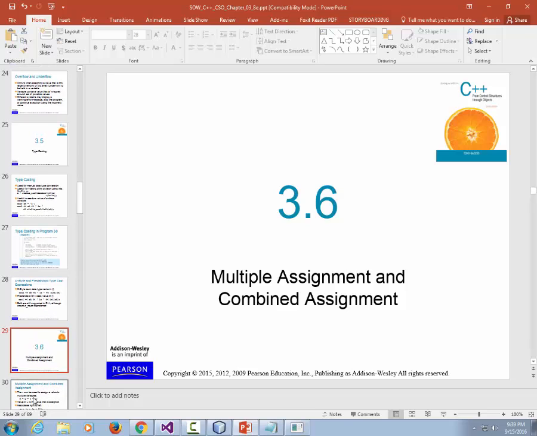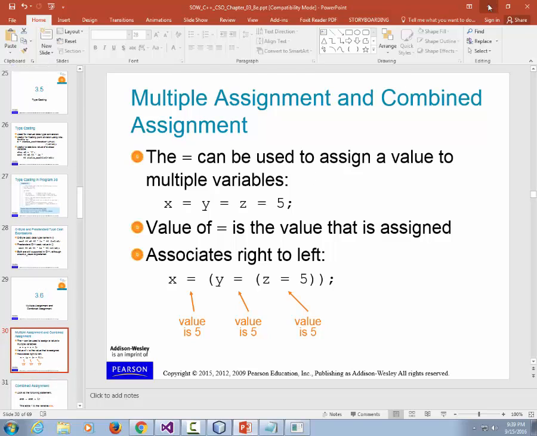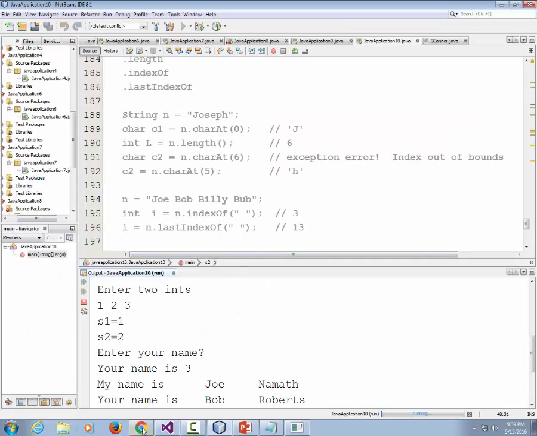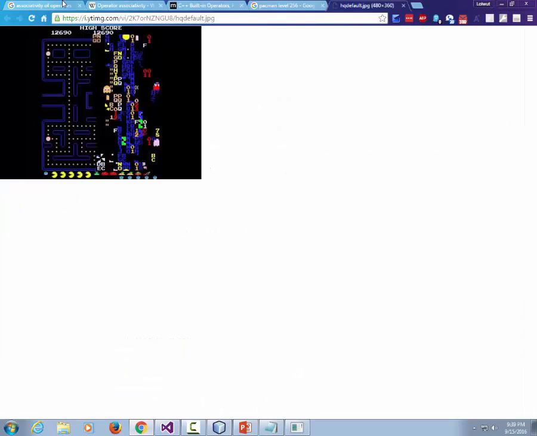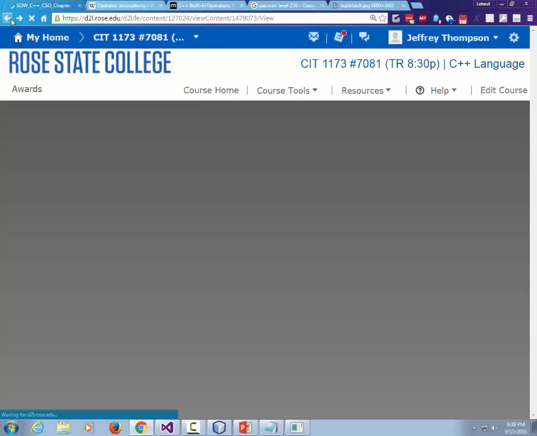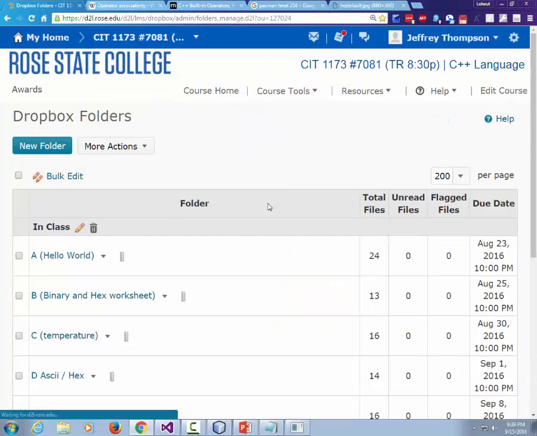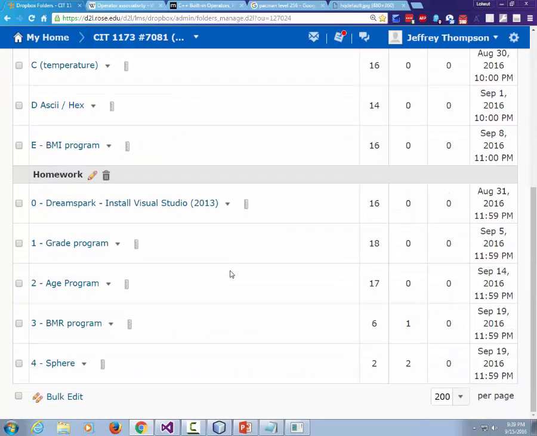Multiple assignment and combined assignment. This will be about the last thing we hit, won't it? Actually, what I want to do, all I want to do is have some fun. Okay, here we go. We have a sphere coming up on 19, and we have a BMR coming up on 19, so I feel okay about not giving you more homework.